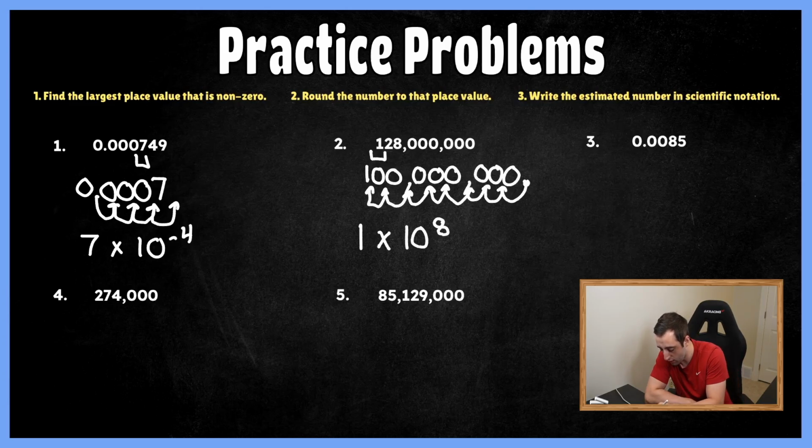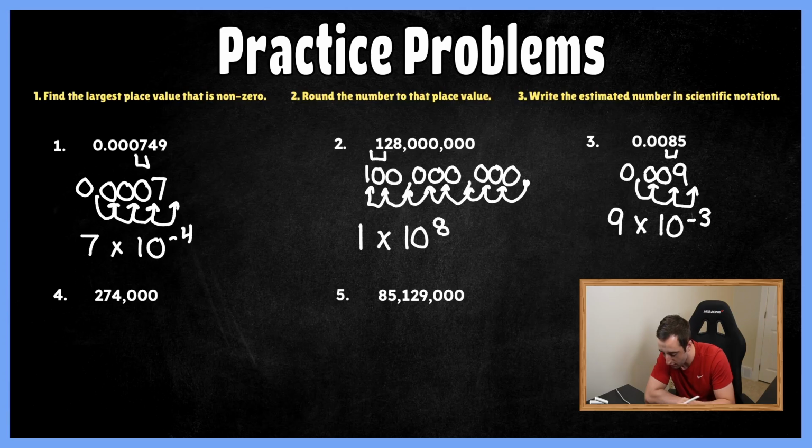And then on to number 3. So largest place value is an 8. The number behind it meets that criteria of 5 or larger. So we have to round this up to a 9. So 0.009. And then we can convert this into scientific notation by moving it once, twice, 3 times. So we get 9 times 10 to the negative third for number 3.